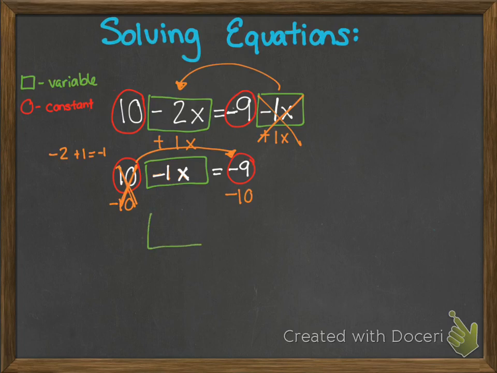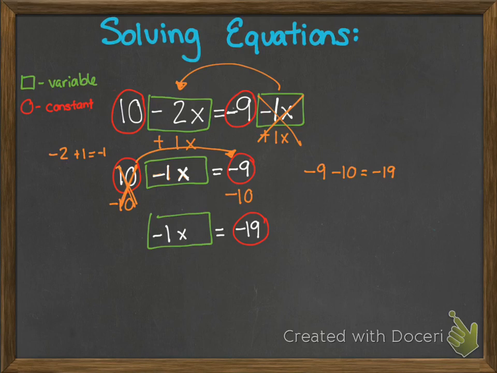So I know that that variable is still there, and it's going to be negative 1x is equal to, and then over here is where we're going to do our little bit of math. So that is negative 9 minus 10, and that gives me negative 19. If you're not sure with negatives, please go back and double check with a calculator to help you out. So we have negative 19, and that is a constant still.